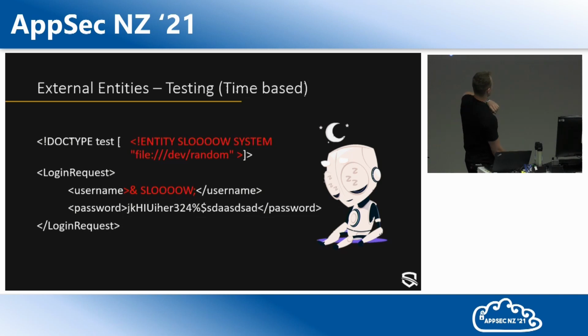So what happens is the application will try and process your login request. It'll go, okay, I have to go grab this username, and then when it tries to grab the username from the dev random file, that just goes on forever and never returns.